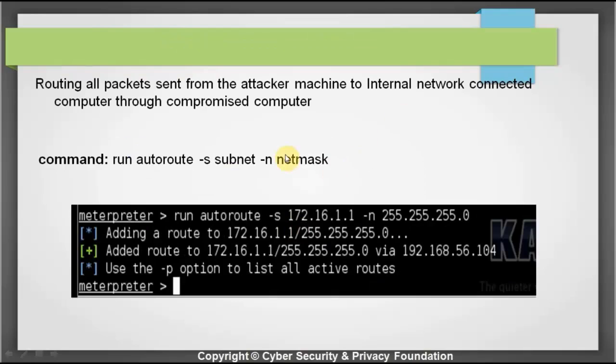After that, he's going to route all the packets that are sent from the attacker's machine to the compromised XP machine, and it will be sent to all the machines in the network. So he's going to run autoroute -s with the subnet and then the netmask. He's going to give the LAN's subnet, which is 172.16.1.1, and the netmask, which will be 255.255.255.0, and this will forward all the data that is being sent from the attacker to the entire subnet.